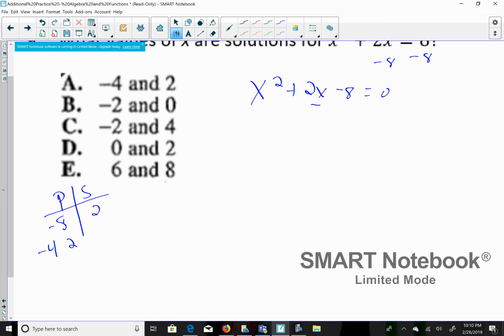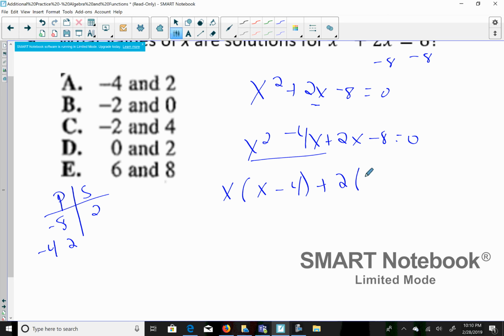So I'm going to rewrite this 2x as negative 4x plus 2x. Here's the x squared, minus 8 is equal to 0. From the first two terms, I'm going to factor out an x, so I'm going to have x times the quantity of x minus 4. From the last two terms, I'm going to factor out a 2, so I'm going to have 2 times the quantity of x minus 4 equal to 0. Factoring out the x minus 4, I'm going to have x minus 4 times x plus 2 is equal to 0.